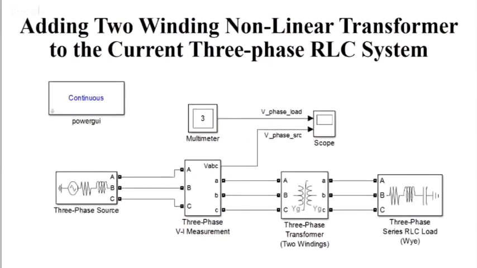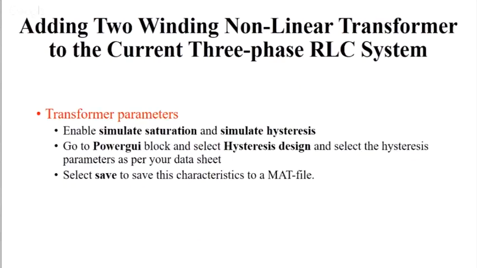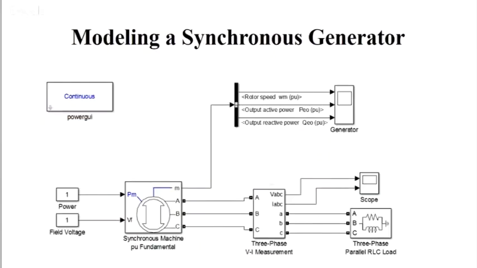So we have done this part up to adding two winding non-linear transformer. In the next case, we have also discussed it: enable simulate saturation, simulate hysteresis. By clicking it, then we go for power GUI and hysteresis design. We have covered it, right? Now, in the next stage, we are going to model a synchronous generator. How to model a synchronous generator in MATLAB simulation.